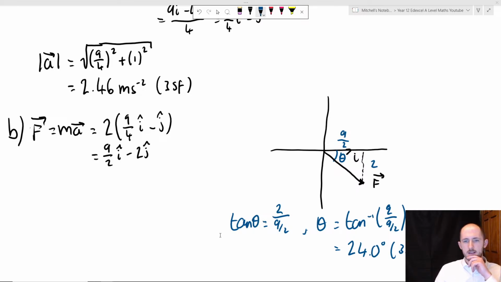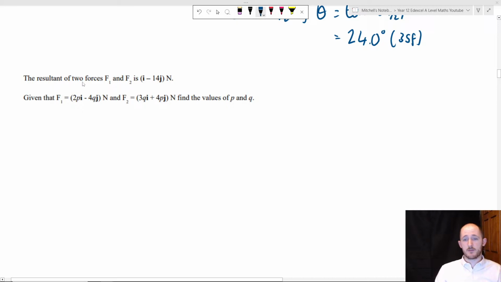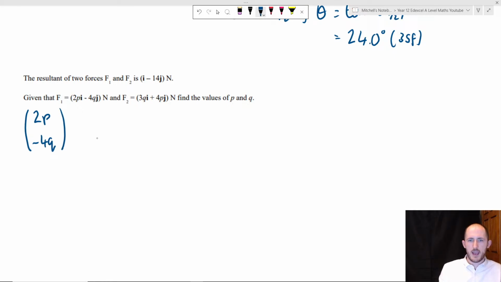Okay, perfect. So let's go on to the next one. Question 4. It says the resultant of two forces is i minus 14j. It says given that F1 is 2p i minus 4q j and F2 is 3q i plus 4p j, find the values of p and q. So we're going to do the exact same thing again. I'm going to turn them into column vectors. So F1 is going to look like this, 2p and minus 4q. And if it's a resultant, that means you're going to be adding the forces together. So that'd be 3q, 4p equals 1 and minus 14.